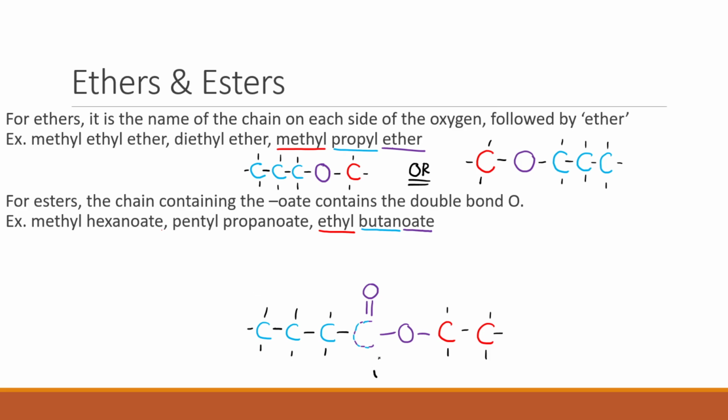This carbon on the functional group is part of the but. So we're not going to add 4 additional. There are 4 total, including this one from the functional group. That carbon is both part of the oate and part of the but, which is why I alternated these colors here for the purple and the blue.